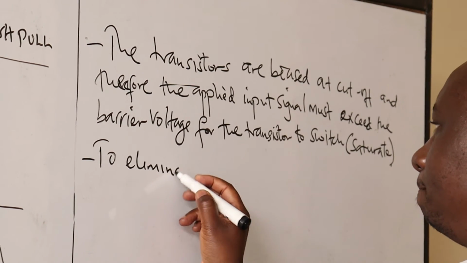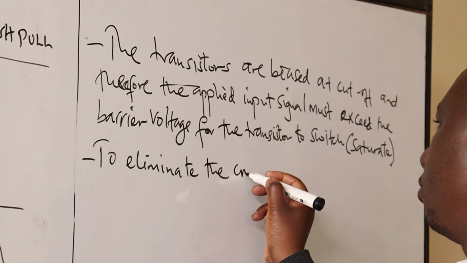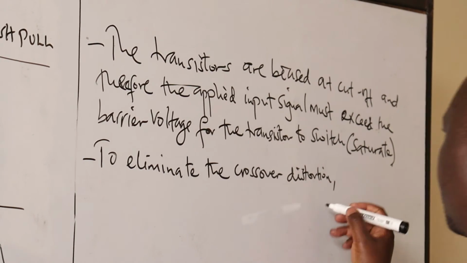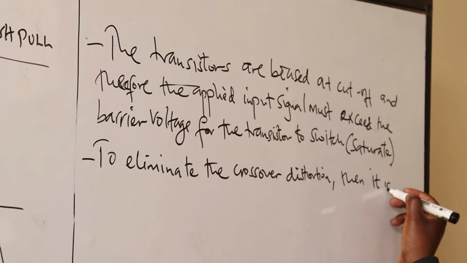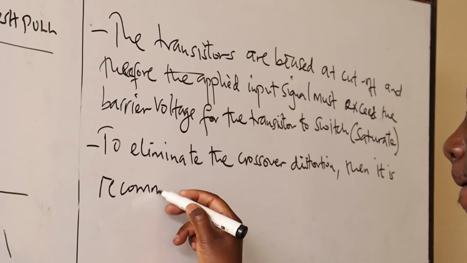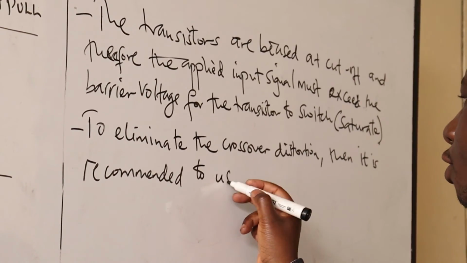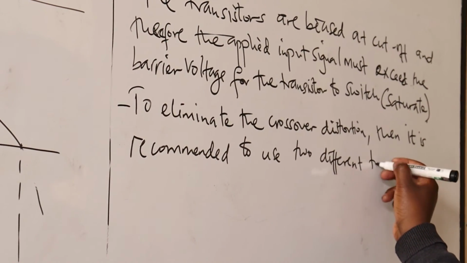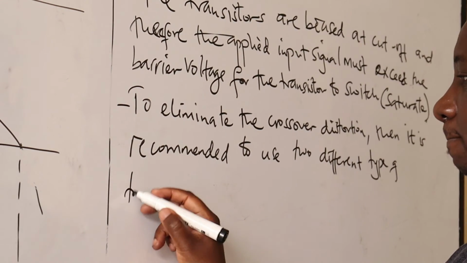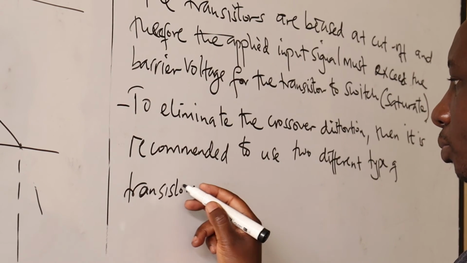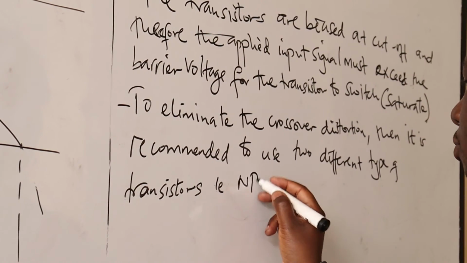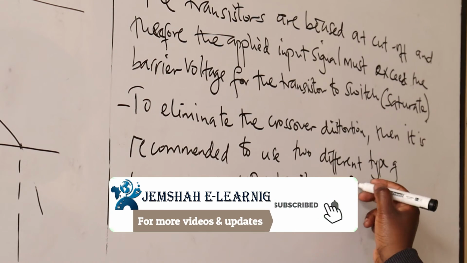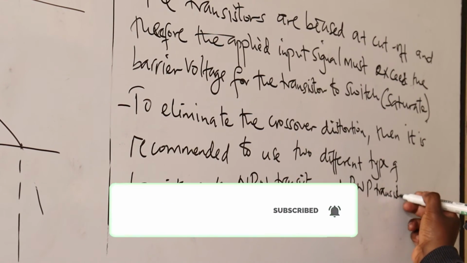To eliminate the crossover distortion, it is recommended to use two different types of transistors, i.e., NPN transistor and PNP transistors.